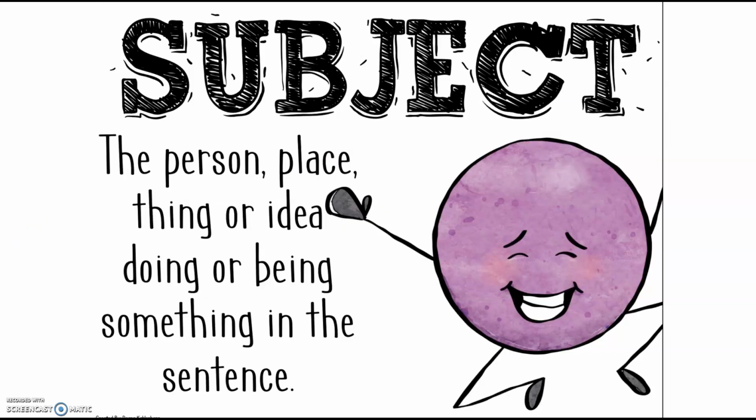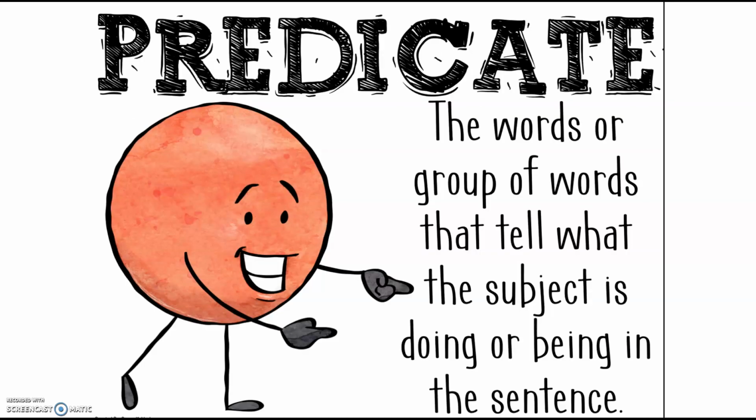Very quickly, the subject is the person, place, or thing or idea that the sentence is about. It's the person or thing or idea that's doing something. The predicate is the word or group of words that tells the action. It tells what the subject is doing or what the subject is being in the sentence.